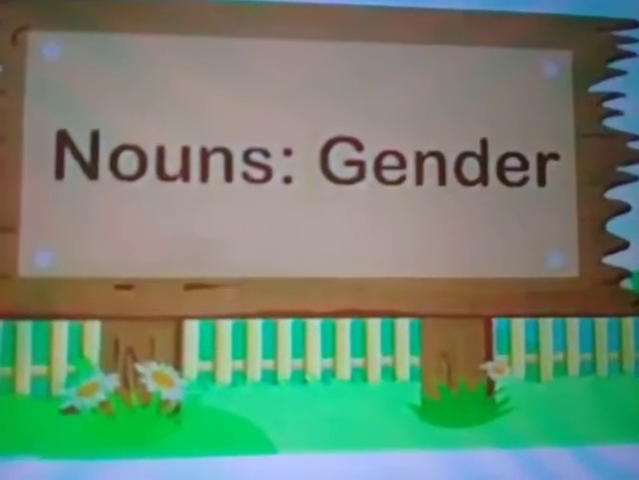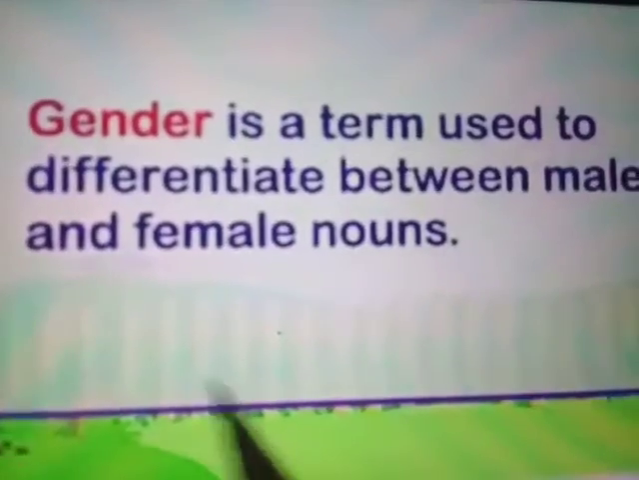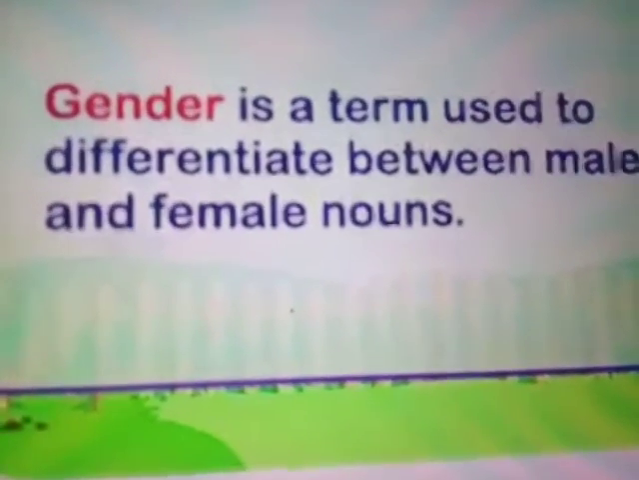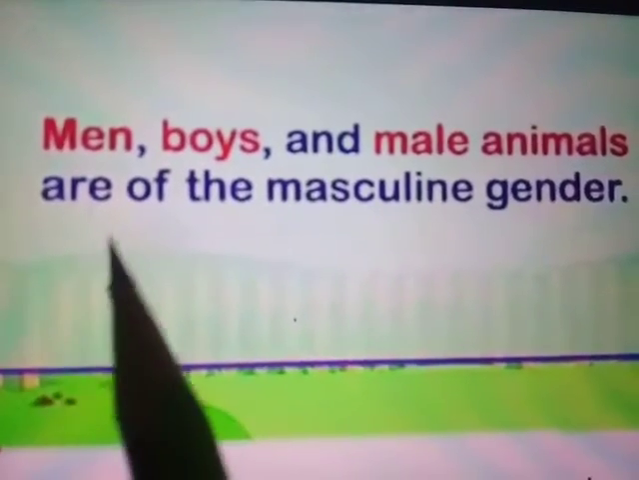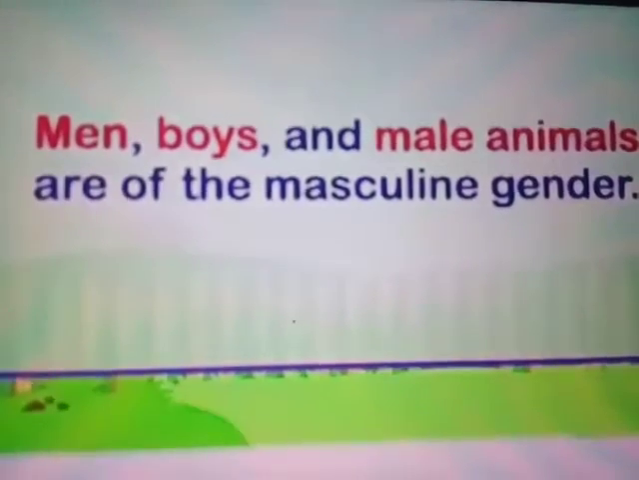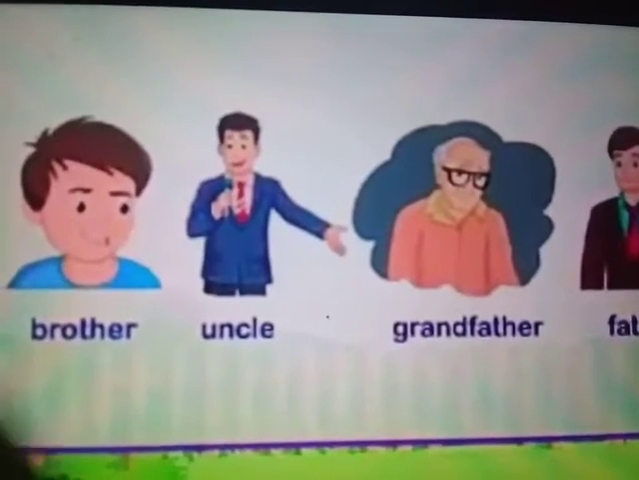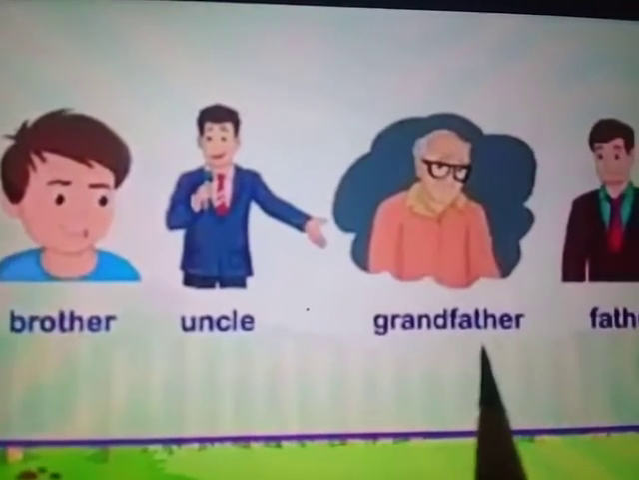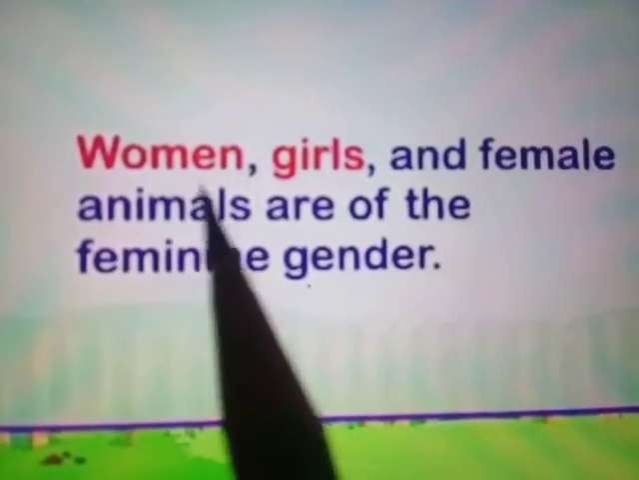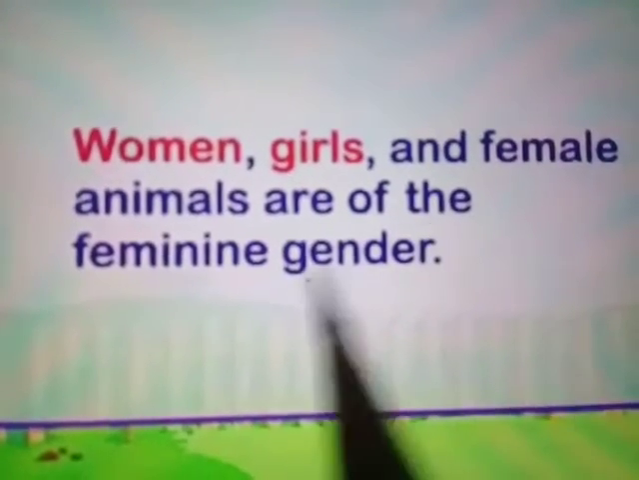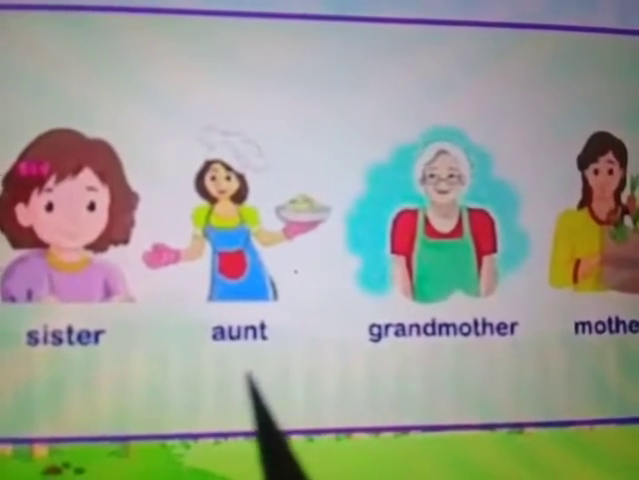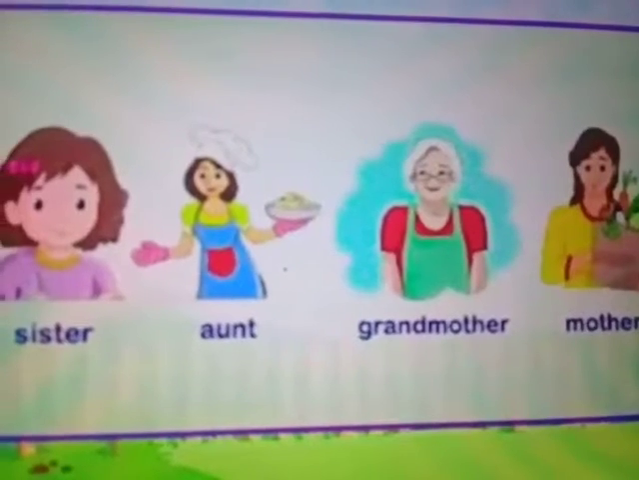So dear students, let's see what gender is. Gender is a term used to differentiate between male and female nouns. For example, men, boys and male animals are of the masculine gender, and the examples are brother, uncle, grandfather and father. Dear students, women, girls and female animals are of the feminine gender, and the examples are sister, aunt, grandmother and mother.